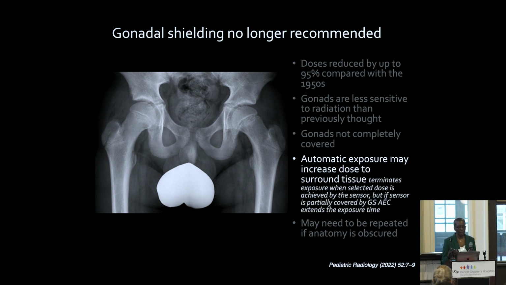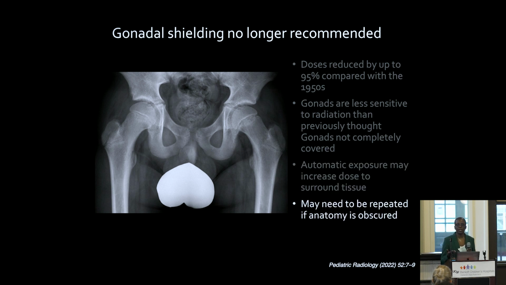A lot of times we'll use automatic exposure, and that can increase the dose to the surrounding tissues. What that does is it terminates the exposure when the selected dose is achieved. So if the gonadal shield is obscuring part of the field, the dose is going to go up to try to achieve the correct dose. And also, a lot of times the anatomy may be covered, and so you actually need to repeat the film, which obviates the reason for using the gonadal shield.